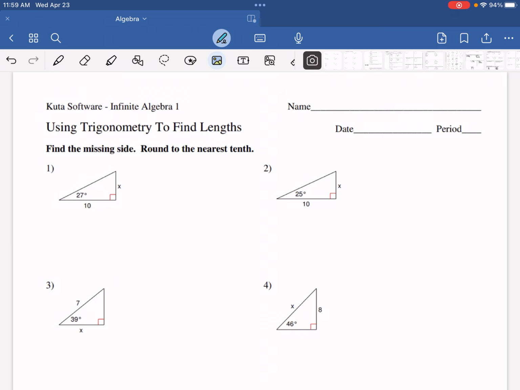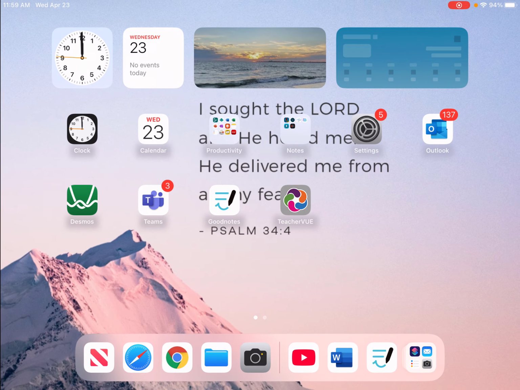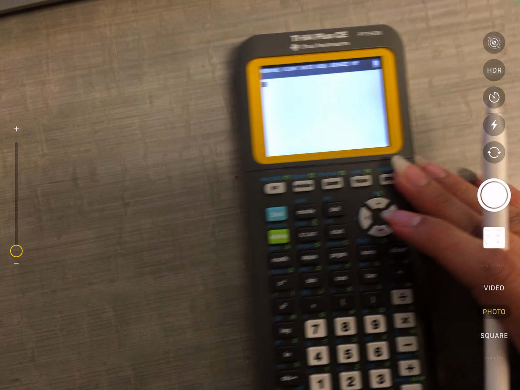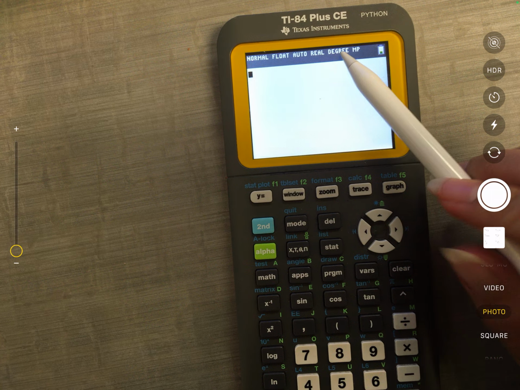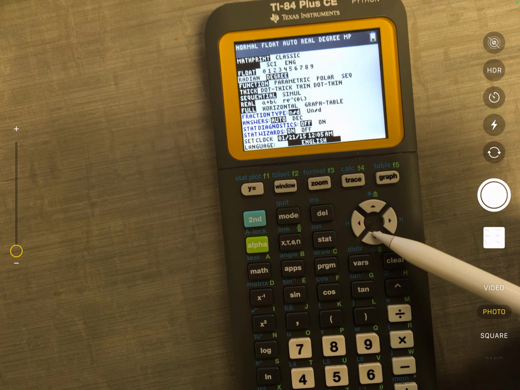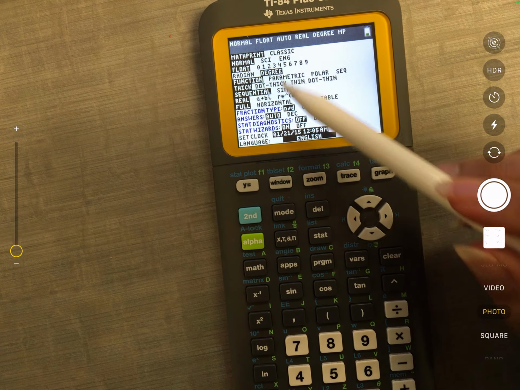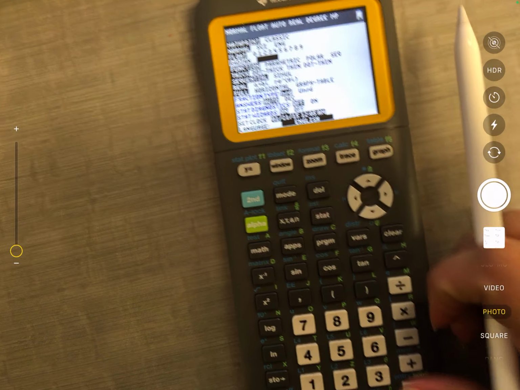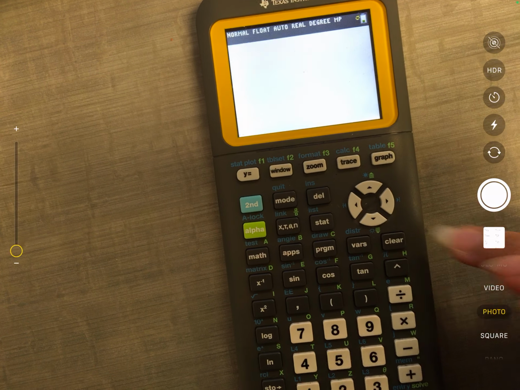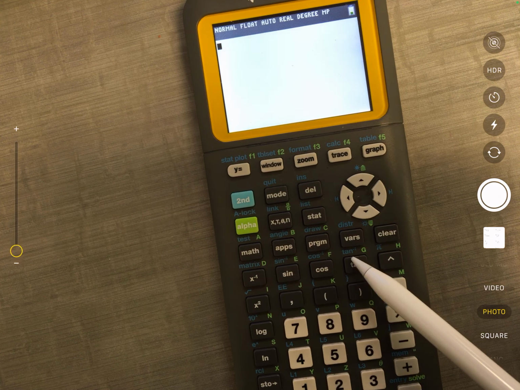Here, let me show you the calculator. So here's the calculator. It has to say degrees. If it doesn't, you want to press mode and then go down to the right where it says degree, press enter, and then it's good. It'll switch over to degree and then you can press clear. We're going to be using these 3 buttons.